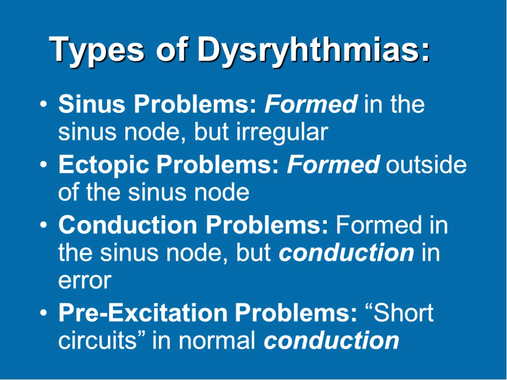Types of dysrhythmias. Well, sinus problems: here you have the impulse formed in the sinus node, but it's irregular. An ectopic problem: the rhythm disturbance is formed outside of the sinus node, so it's not originating where it should. Conduction problems: here the impulse is formed correctly, but it doesn't transmit through the conduction system the way it's supposed to. And then you can also have something called a pre-excitation problem, like a short circuit in normal conduction.